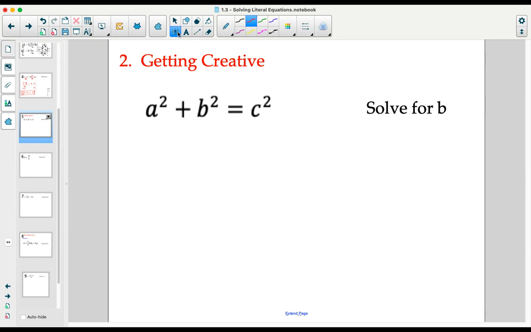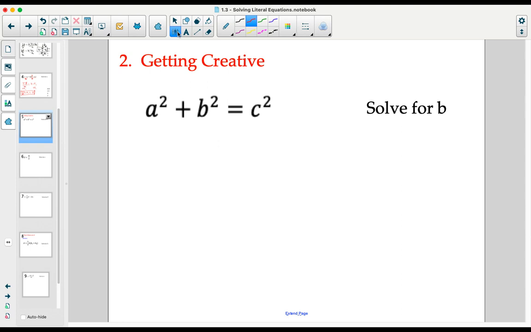In our next series of examples, we're going to have to be a little more creative with our problem solving. In these examples, we're going to introduce some new strategies for solving, plus looking out for some new operations that might be tying up the variable that we're trying to solve for. One of those examples is this question right here.